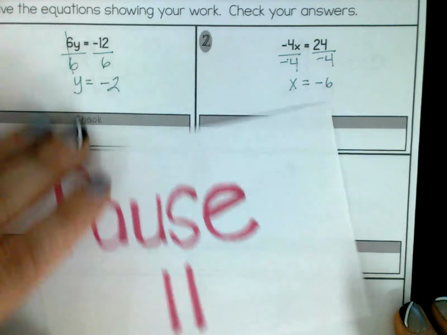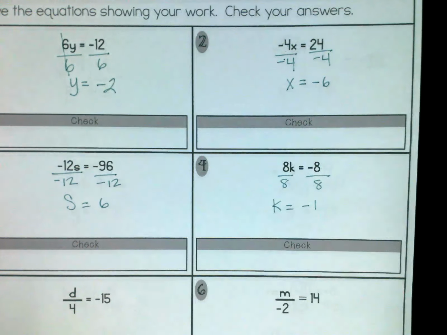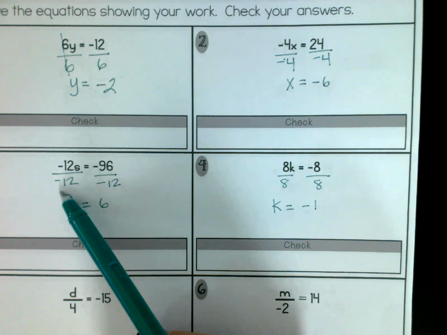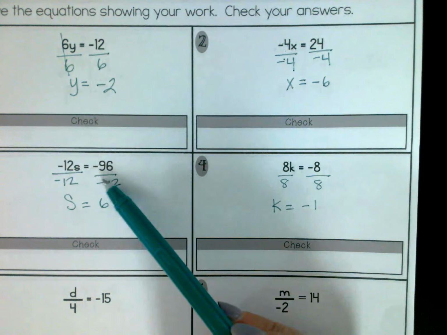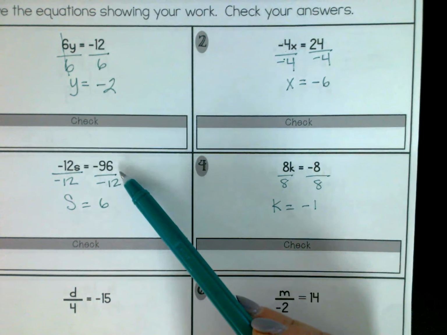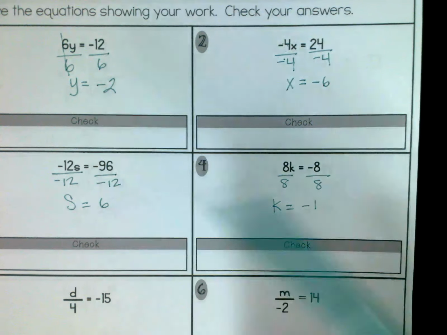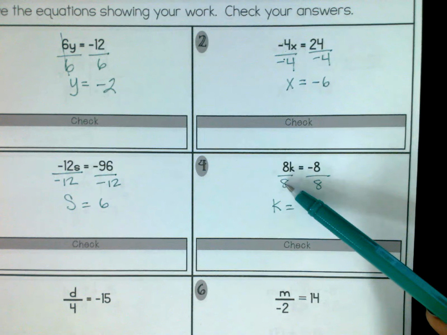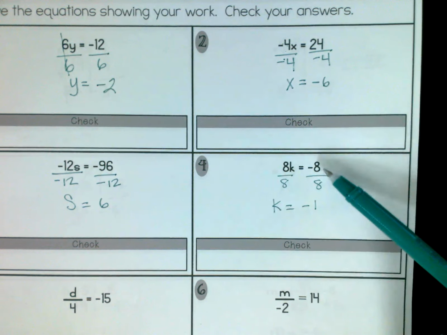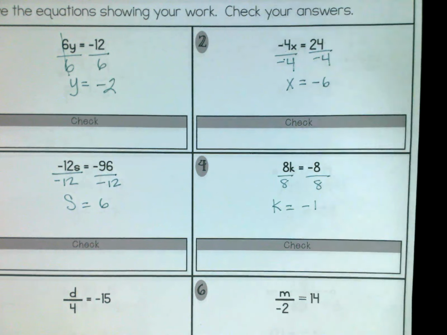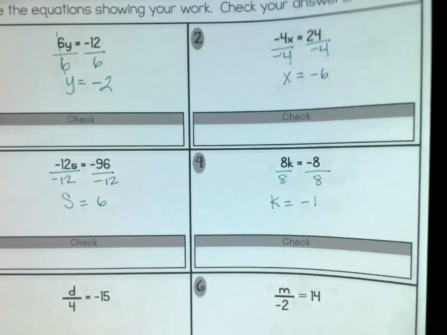Thank you for pausing. Let's compare our answers. On this one, I divided both sides by negative 12. Negative divided by negative is positive. 96 divided by 12 is 6. 8 divided by 8 is 1. Negative 8 divided by 8 is negative 1.